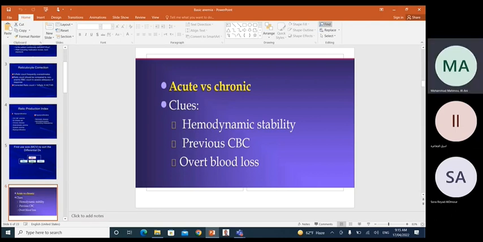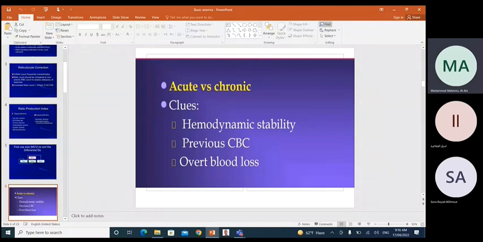We can compare the complete blood picture CBC now with the patient had it 1 month ago. So if we see that the patient has the same low hemoglobin 1 month ago and now, this means that it is chronic. But if 1 month ago it was 14 grams per deciliter and now it is 7, this means that there is an acute blood loss. And also looking for overt blood loss. This overt is opposite to occult.